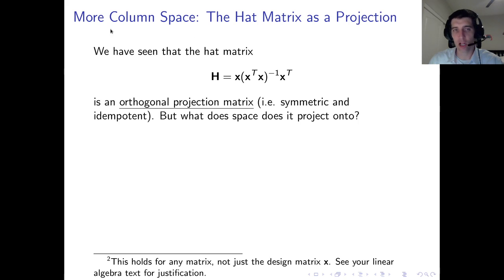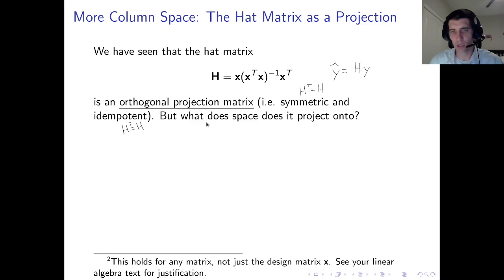We can think about columns more in terms of the hat matrix. Remember, the hat matrix puts the hat on Y. One of my favorite names of all statistical concepts. The hat matrix is defined as follows. We've seen it before. We've shown that it's an orthogonal projection matrix, i.e. it's symmetric, right? That means that H transpose equals H, and also it's idempotent, H squared equals H.